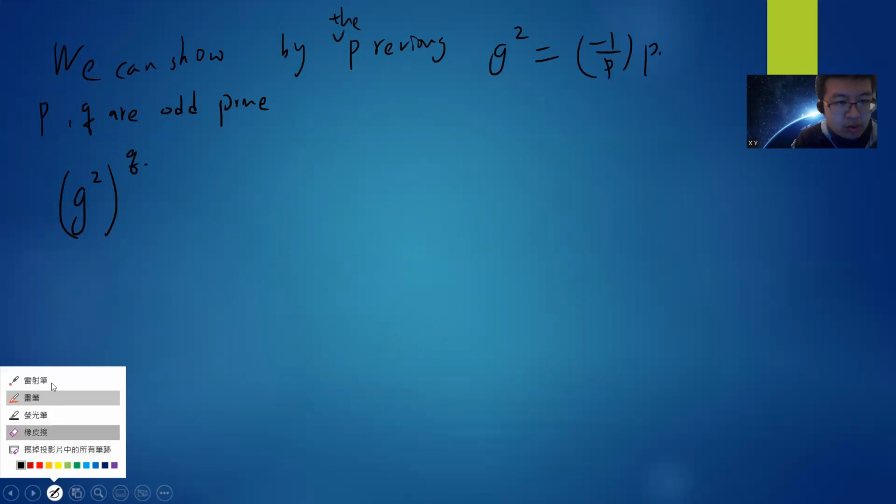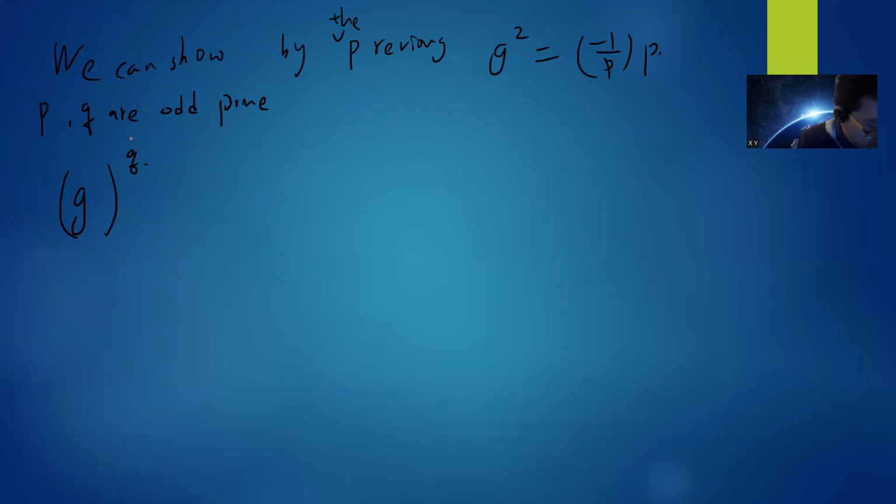Okay, so now let's compute. I consider p, q are odd primes. So let's do g squared to the power q. Let's do g to the q. Okay, so g to the q minus 1 is simple, right? Because I can write it as g squared to the power (q minus 1)/2. The notation looks very confusing, so this is g and this is q.